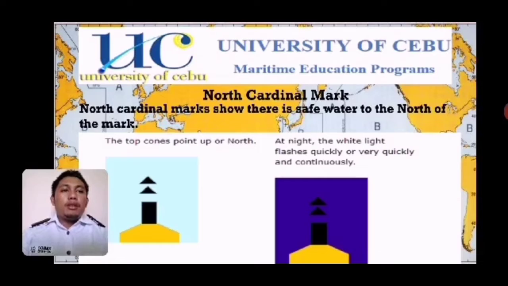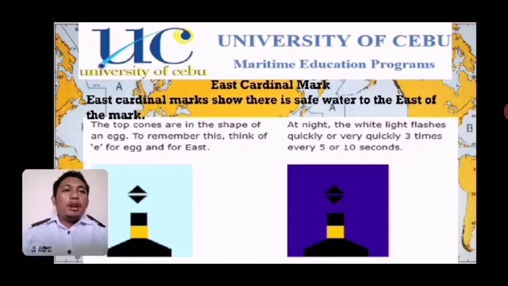So next is the east cardinal mark. The east cardinal marks show there is safe water to the east of the mark. The top cones are in the shape of an egg. To remember this, think of E for egg and for east. So as you can see in the picture, the shape of the top cones is like an egg.